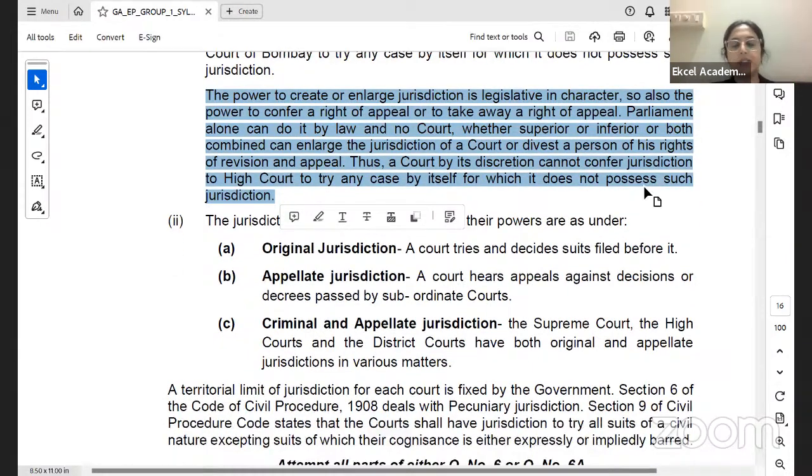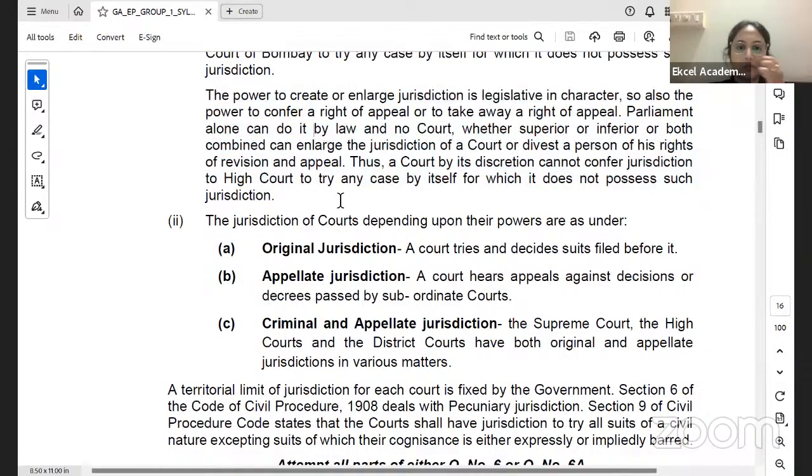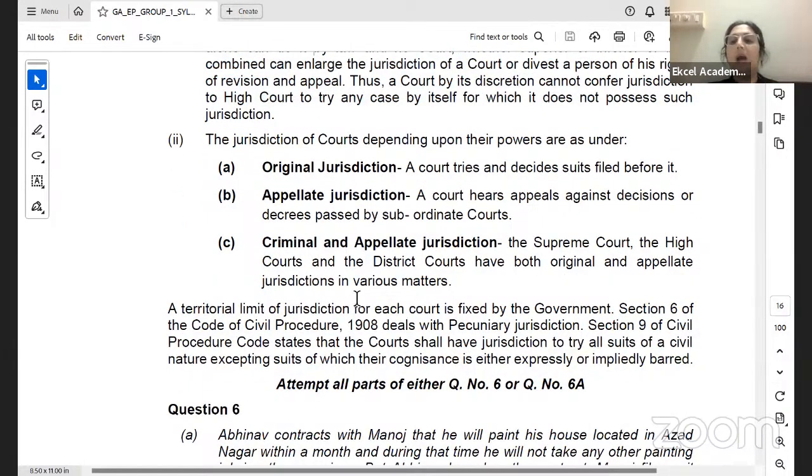Thus, a court by its discretion cannot confer jurisdiction on the High Court to try any case which it does not itself possess jurisdiction over. So when I do not have jurisdiction, I have to say I don't have the jurisdiction. Please take care of the case, or maybe as per law you have to approach this court. But I cannot say, okay, I will transfer this case to the High Court, they will see. That I can't do. So that is about the first question.